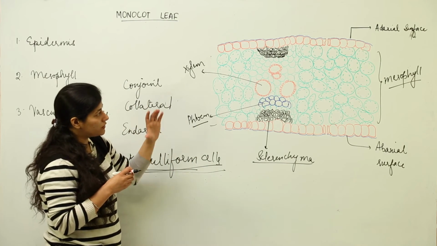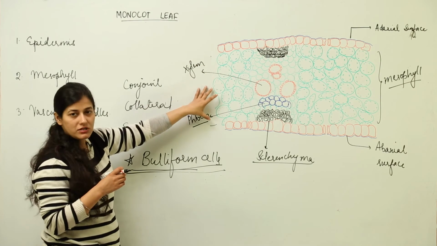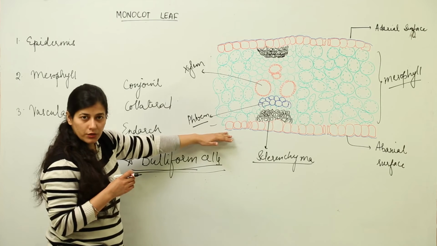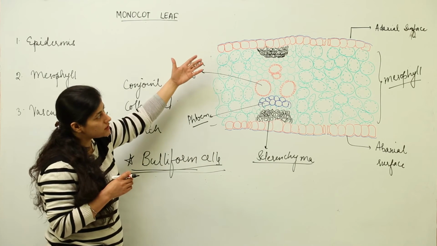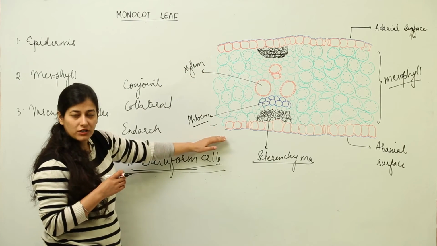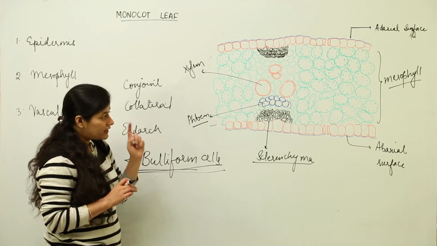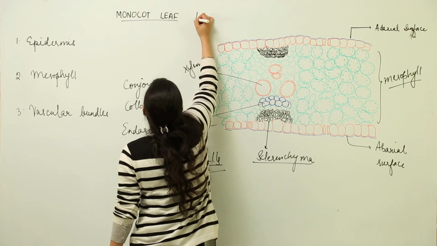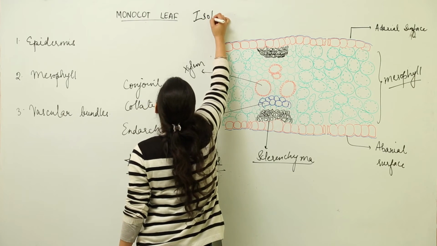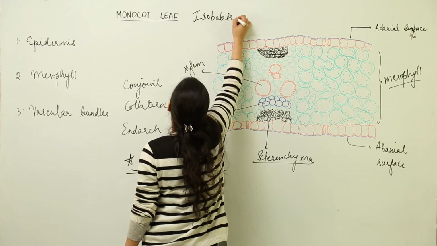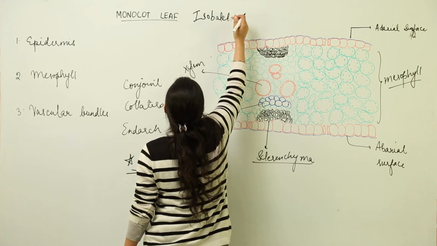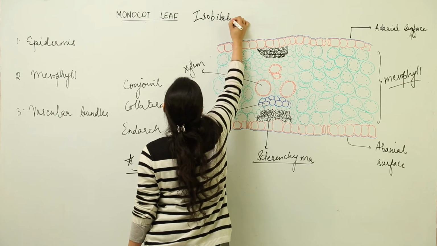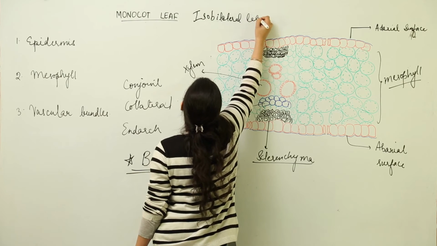The first point that we talked about was that there is no distinction in the mesophyll in the form of palisade or spongy. The second is that the thick cuticle above and thinner cuticle below is also not present. And thirdly, there is one major point of difference between monocot and dicot leaf, this is called the isobilateral leaf. Now why is it called an isobilateral leaf?